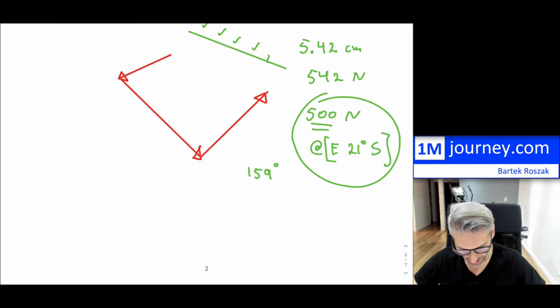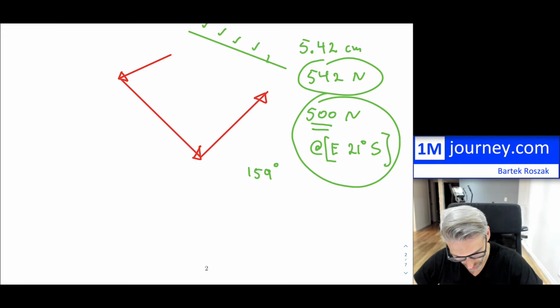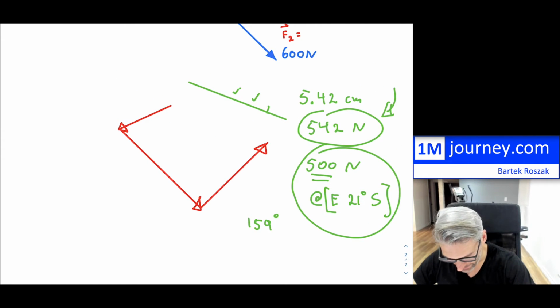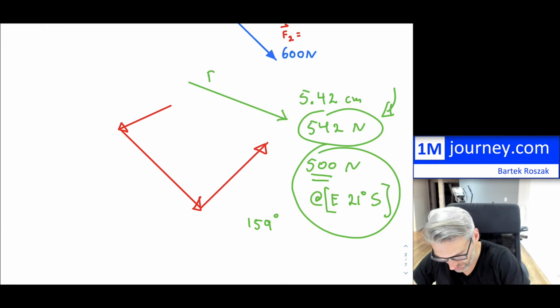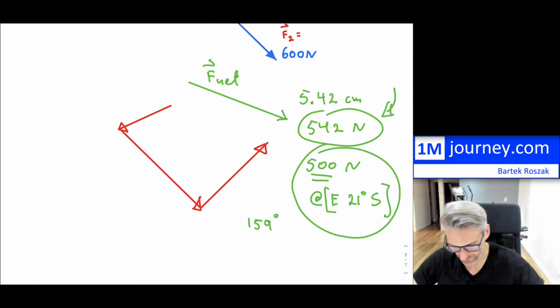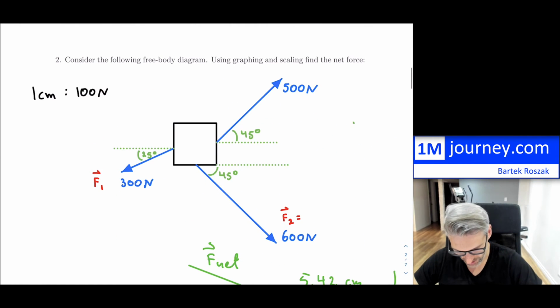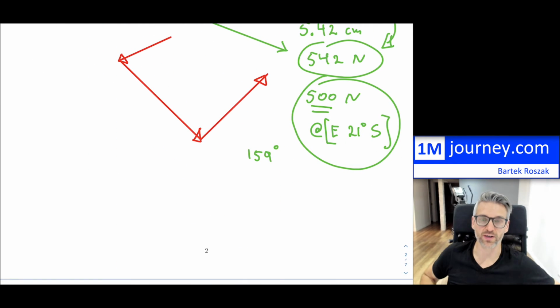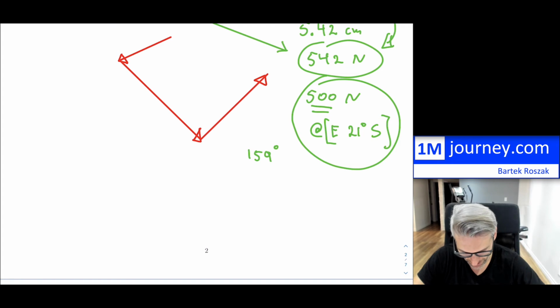So that would have been your answer, and if you want it a lot closer, it's going to be 542 newtons, and that's your vector. So here's your vector, right? That's the resultant vector that you have right there. So this is your F net, and that's what it would be pointing. So that's question number 2. This is actually a really nice question. It forces you to work with these with a ruler and a protractor.